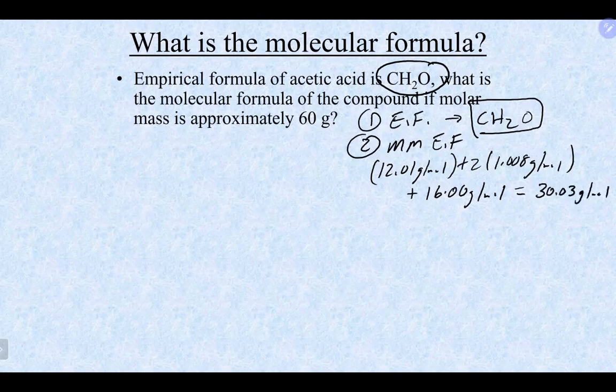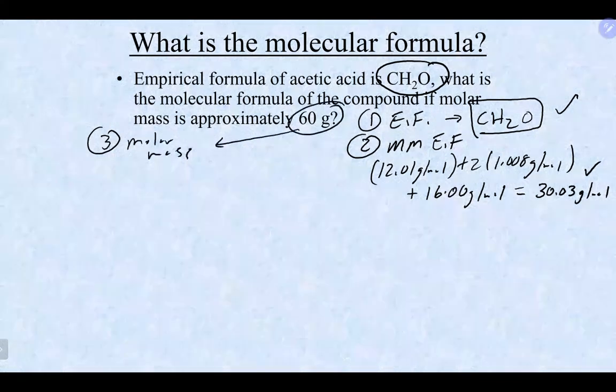So now we have the empirical formula, we have the molar mass of the empirical formula. The third thing that we need is the molar mass of the compound, and that was given to us as 60. So basically what we're going to do is take the molar mass of the compound and divide it by the molar mass that we just calculated.